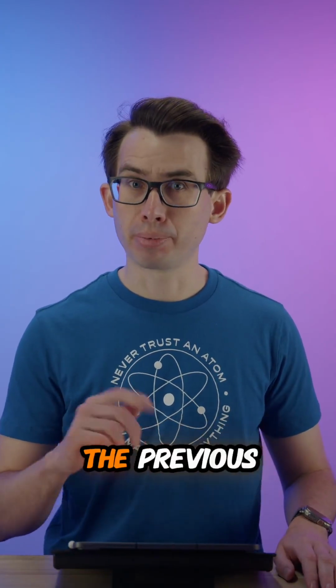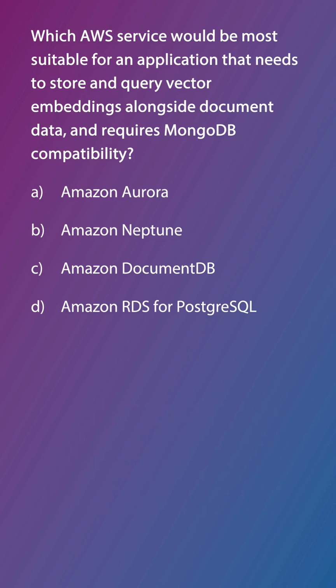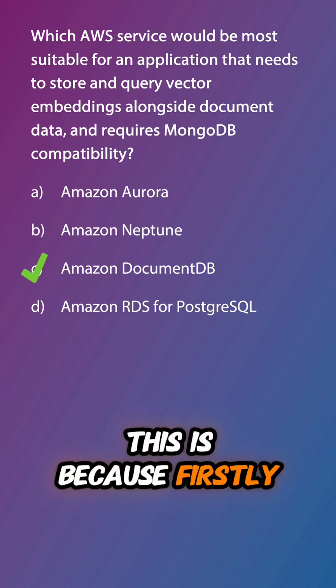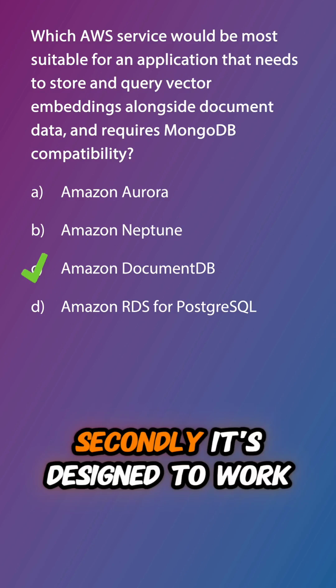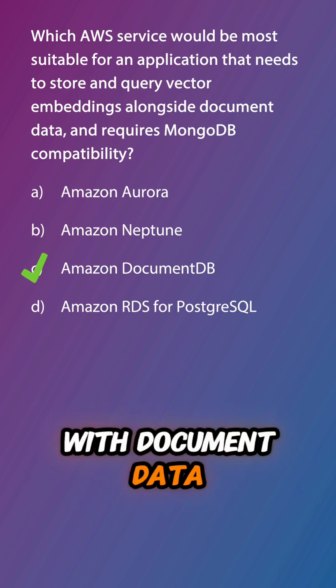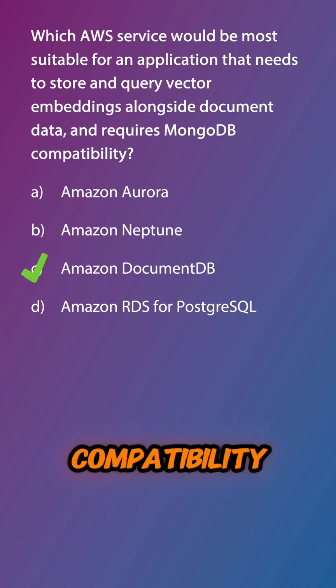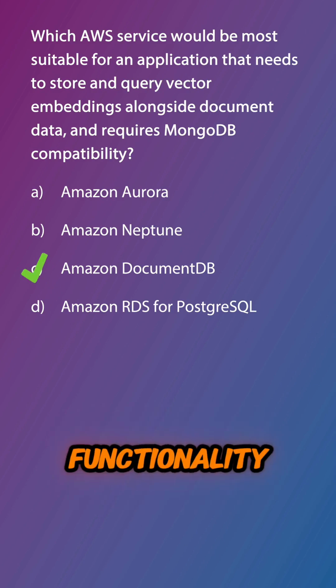Reviewing the question from the previous episode asking which AWS service would be most suitable, the answer is C, Amazon DocumentDB. This is because, firstly, it supports vector search capabilities, allowing for storage and querying of embeddings. Secondly, it's designed to work with document data. And thirdly, it offers MongoDB compatibility, making it ideal for applications that require MongoDB-like functionality.